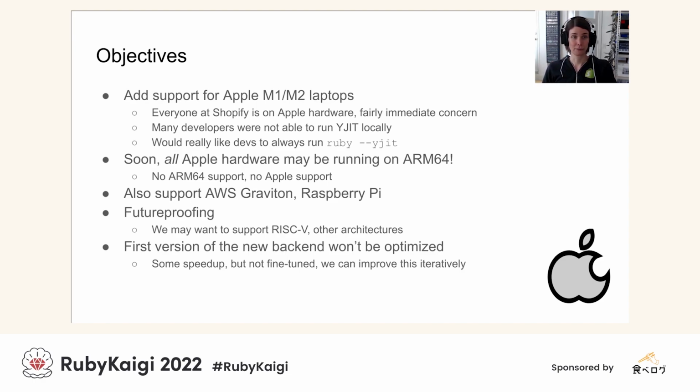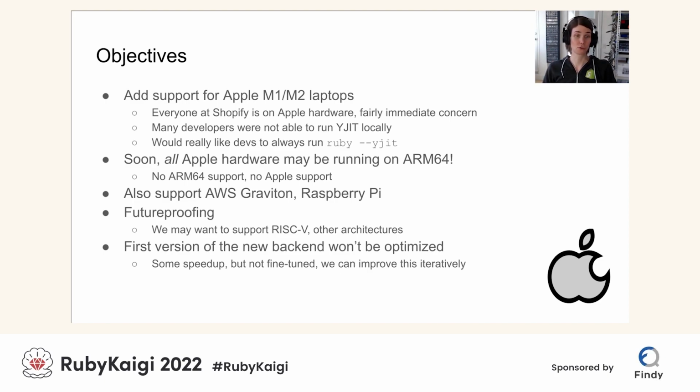And this is maybe even more of a pressing concern because soon basically all Apple hardware will be running on ARM64. And so if you have no ARM64 support, you have no Apple support at all, no access to any Apple hardware except through emulation on Rosetta. Of course, having support for ARM64 doesn't just get us support for Apple hardware though. It also brings us support for AWS Graviton instances, Raspberry Pis, and of course, there's some expectation that ARM64 hardware is going to make even more headway into the server space eventually.